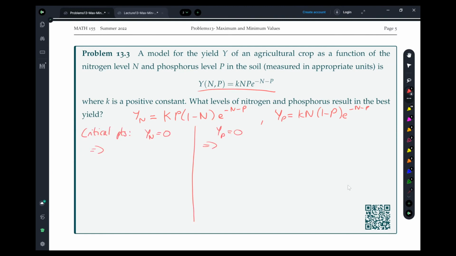Have a show of hands. Has anyone been able to find the critical points yet? 3, okay.